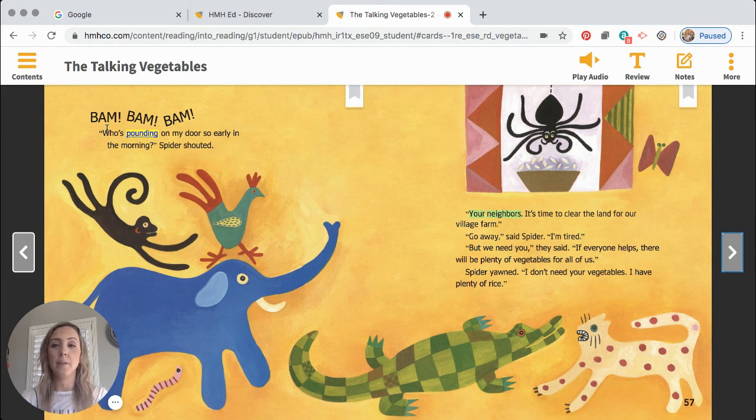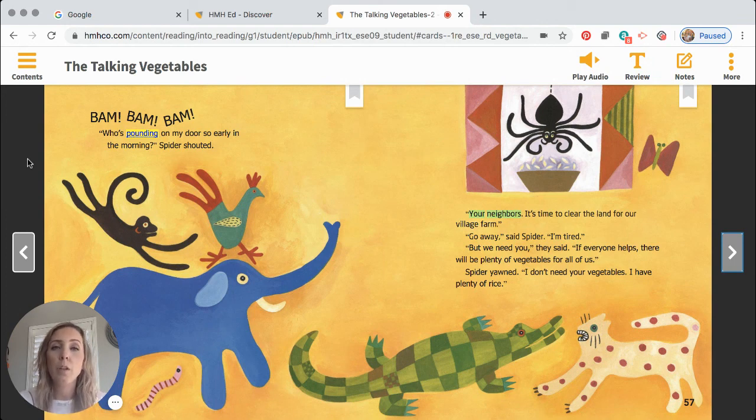Ready? Listen. Bam, bam, bam. Who's pounding on my door so early in the morning? Spider shouted. Your neighbors. It's time to clear the land for our village farm. Go away, said Spider. I'm tired. But we need you, they said. If everyone helps, there will be plenty of vegetables for all of us. Spider yawned. I don't need your vegetables. I have plenty of rice.